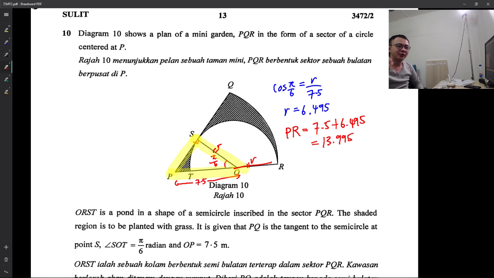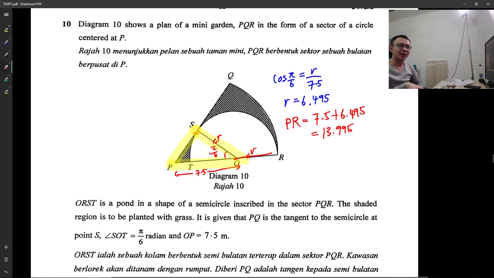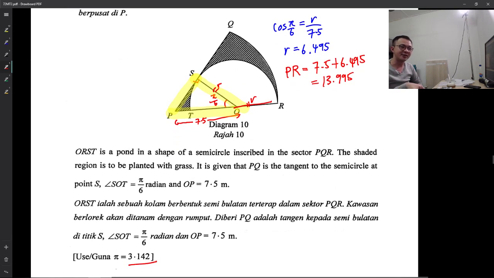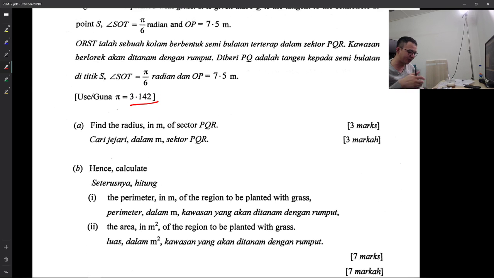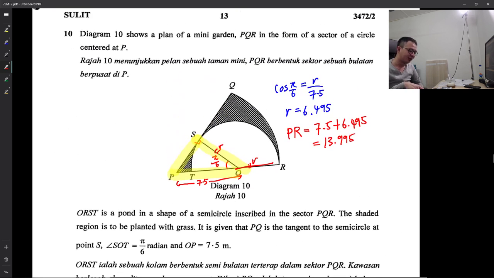Alright, so, do I see anything I need to answer? No. Okay, I'm going to move on to the second part. Calculate the perimeter of the shaded region and the area of the shaded region. Okay, let's do the perimeter first. Perimeter, there's a lot of things you need to do here.